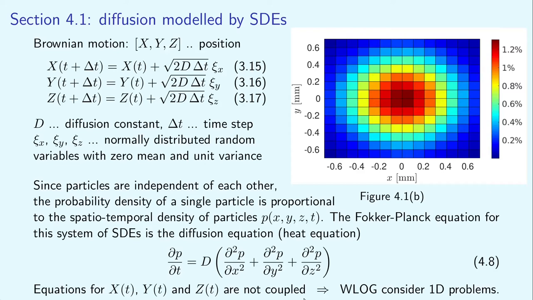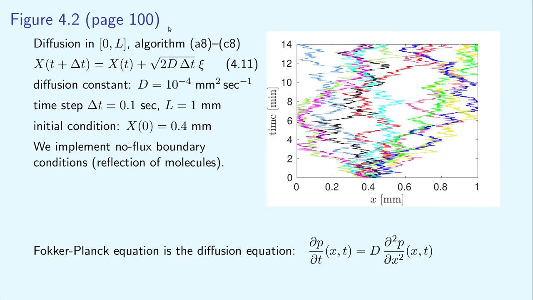Another observation which we can make is that equations for coordinates x(t), y(t), and z(t) are not coupled. So without the loss of generality, we can explain some material in chapter 4 by considering simplified one-dimensional models. One such problem is introduced in section 4.1. In this model, we only consider the time evolution of the first coordinate x. So it is a Brownian motion simulated in a finite one-dimensional domain, that is, in an interval of length L. In my simulation, I choose L to be equal to 1 mm, the diffusion constant 10 to minus 4 millimeters squared per second, and the time step delta t is equal to 0.1 second.